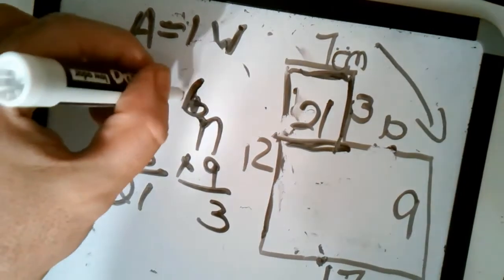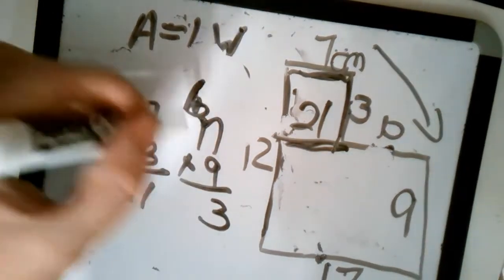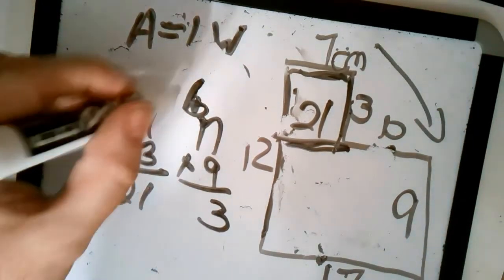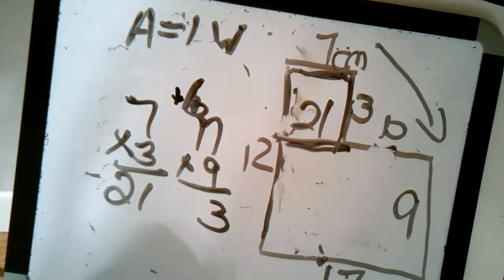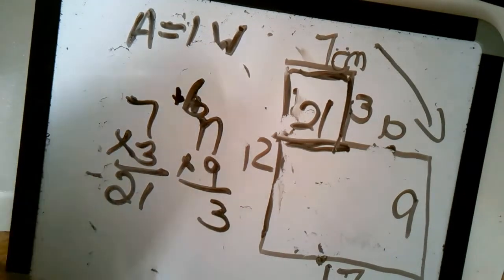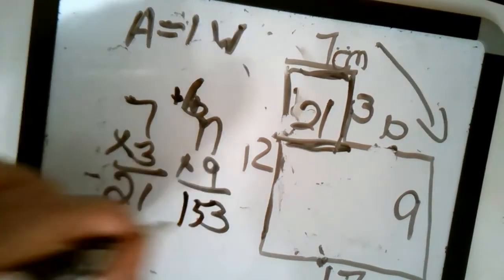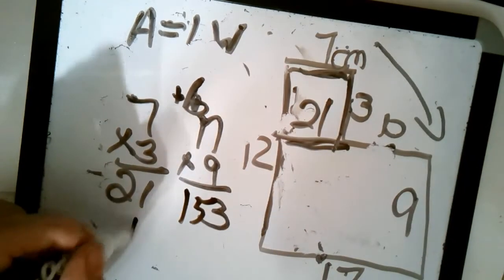9 times 1, get that straight, is 9 plus 6. 9 plus 6 is 15. What do I do with those numbers? I add them up.